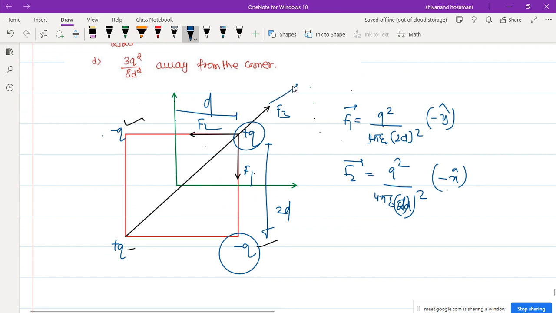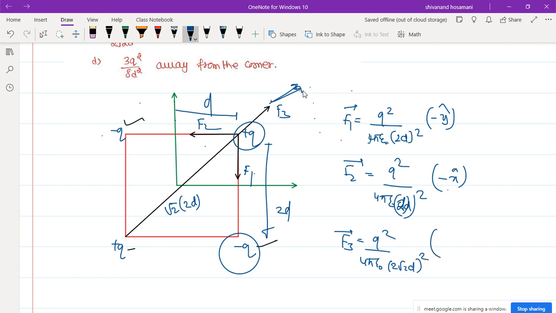F3 is going to act along this direction. Let me write it. F3 vector is equal to q square divided by 4 pi epsilon naught. The distance from here to here is root 2 times 2d, that is 2 root 2 d whole square, into the direction of the unit vector. What is the unit vector of this one? It is x cap plus y cap under root.